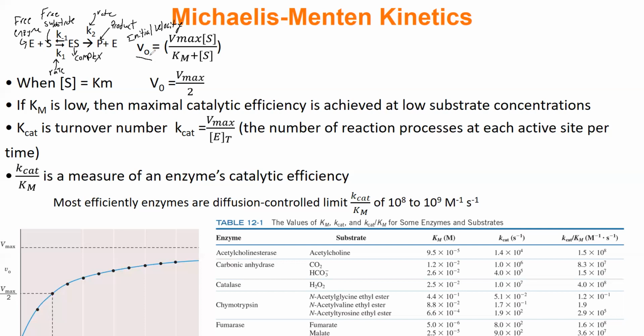Now, our initial velocity is equal to Vmax. This is maximum velocity. So how fast our enzyme can theoretically go, multiplied by the concentration of free substrate, divided by this Km. We'll talk about Km in a minute. Actually, I'll talk about it right now.